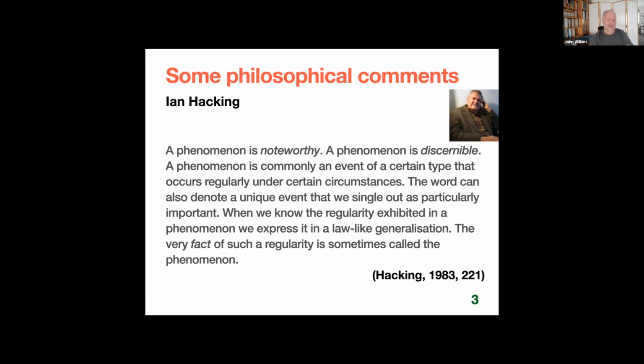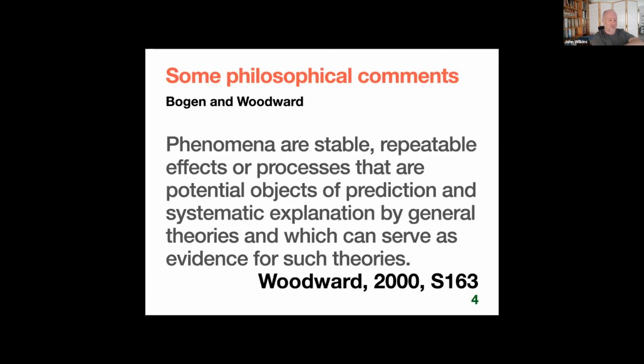So let's take a step back, have a look at Bogen and Woodward's view a little bit. Now, in their original papers, Bogen and Woodward did not define what they thought a phenomenon was. But Woodward did in a paper in 2000, so that's 12 years later. According to him, phenomena are stable, repeatable effects or processes that are potential objects of prediction and systematic explanation by general theories, and which can serve as evidence for such theories.